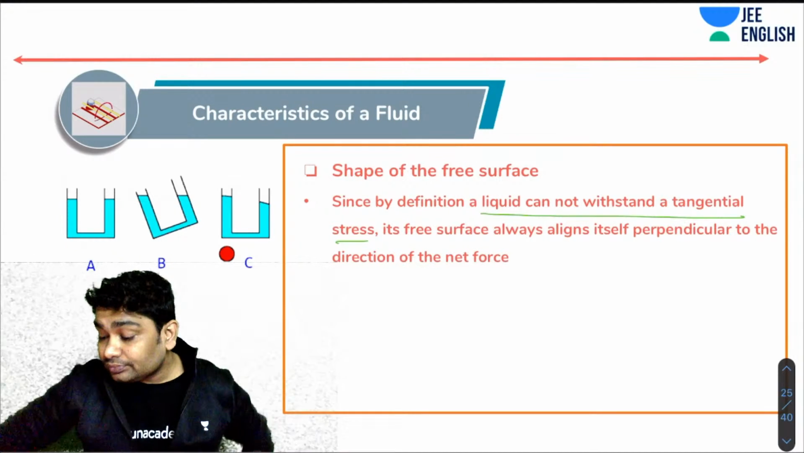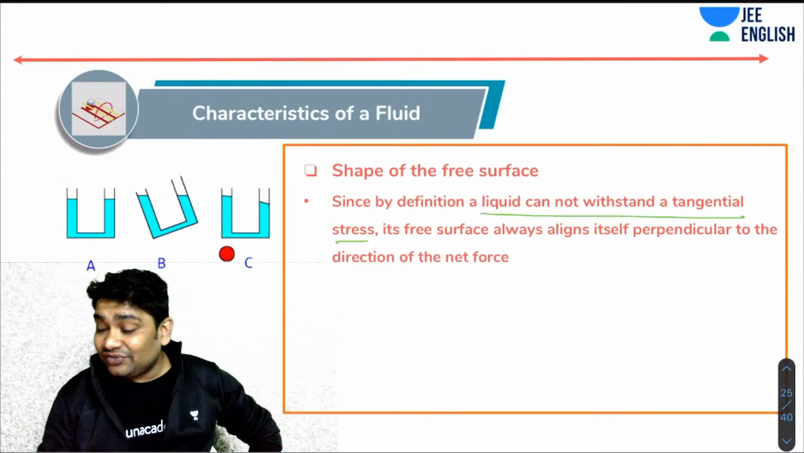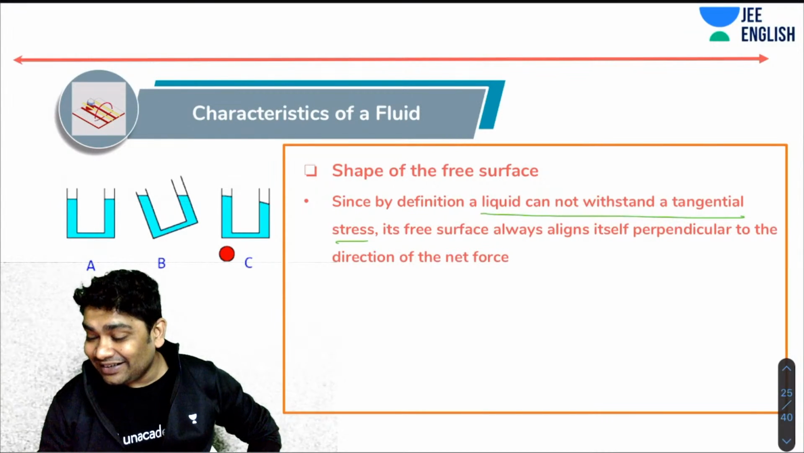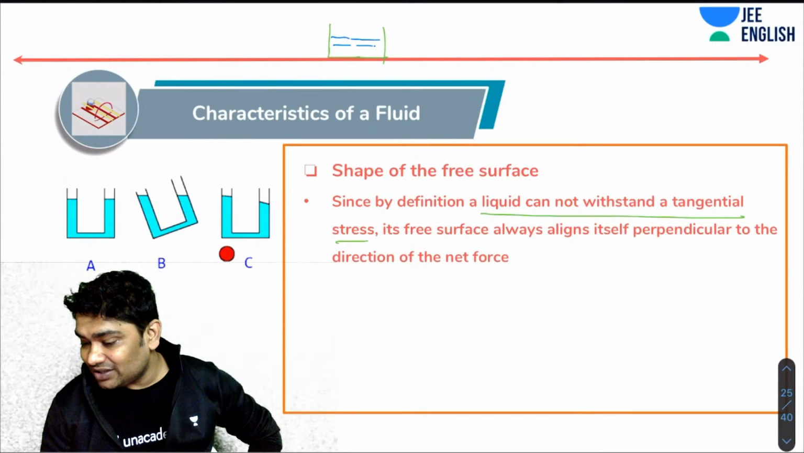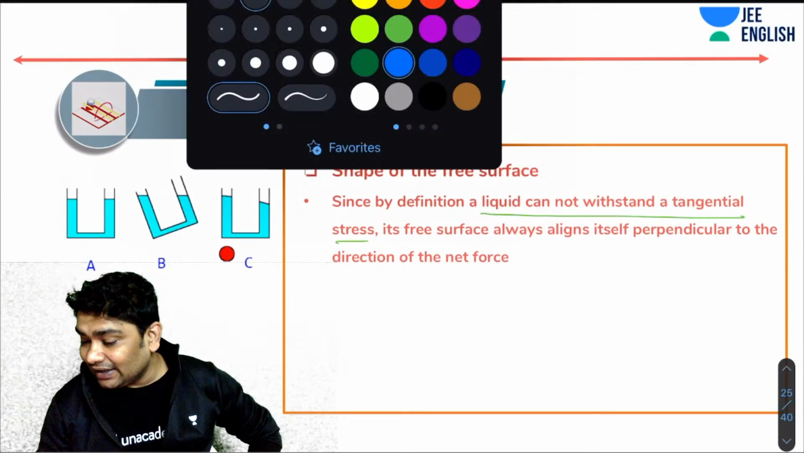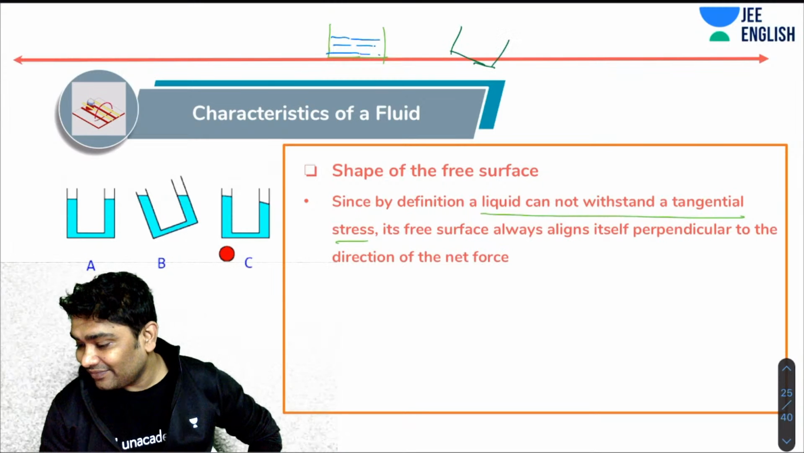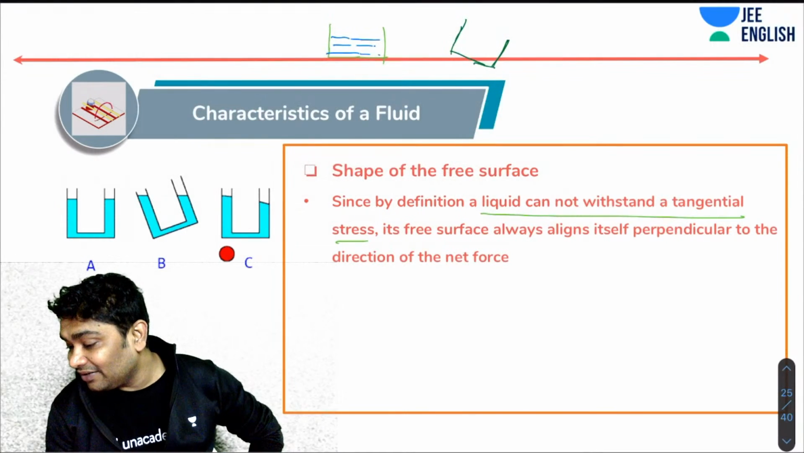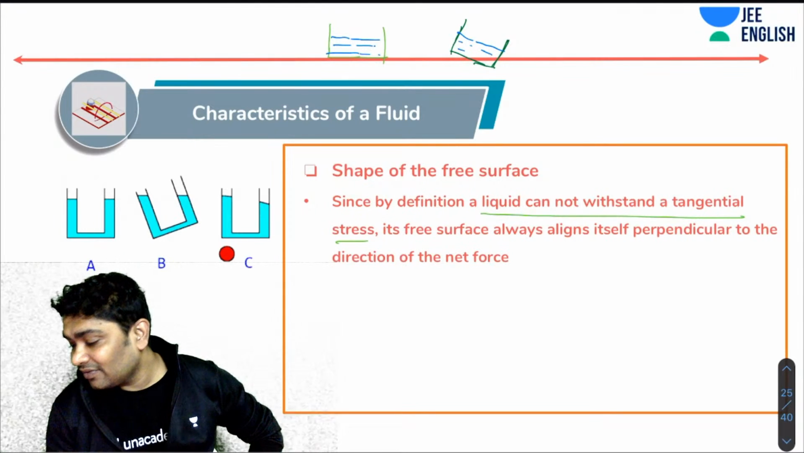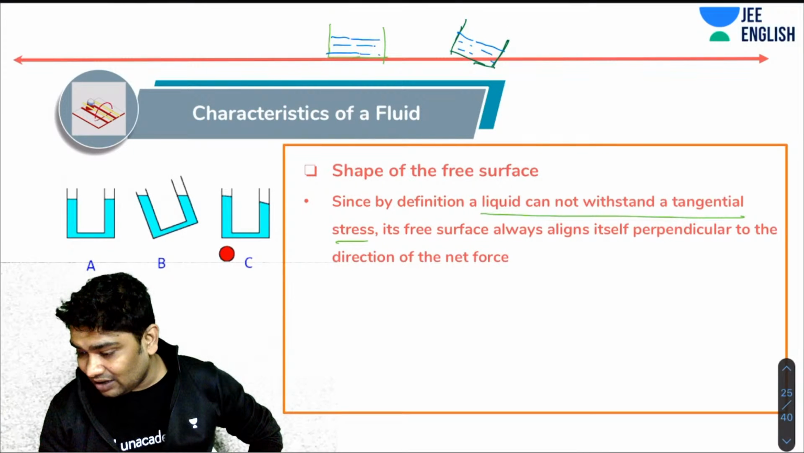Okay, now what I told you was that imagine if this shape did not change. हाँ, अगर ऐसा नहीं होता तो क्या होता? So let's imagine that this was the liquid and you tilted the container. हाँ, आपने container को ऐसे कर दिया. And let's imagine the liquid does not tilt. Liquid is like this.